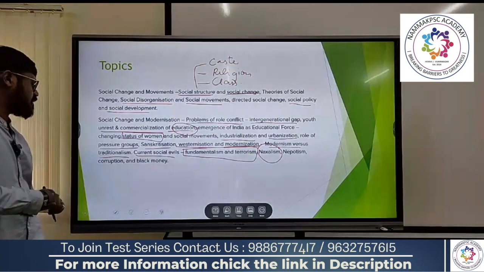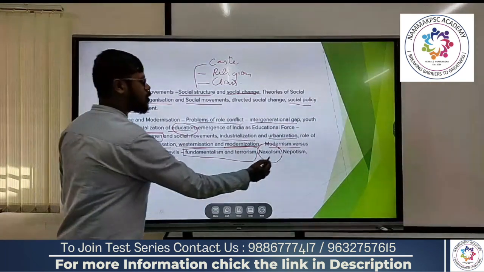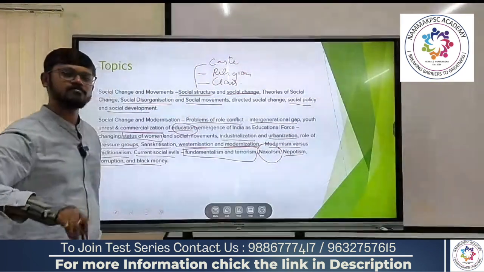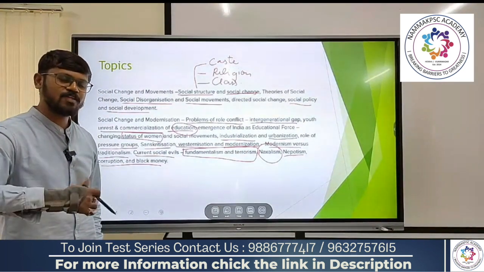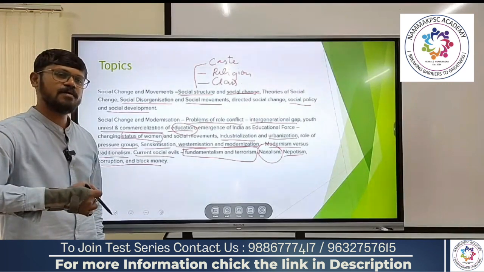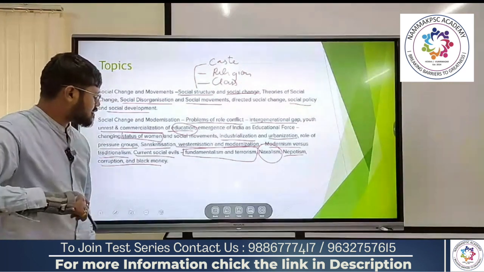Then nepotism, corruption, and black money. We're not talking about nepotism in Bollywood, we're talking about it in terms of the government. Okay, the red tapeism, where if you want work to get done you need someone who knows somebody, or corruption, a major problem. So that we'll discuss in detail.